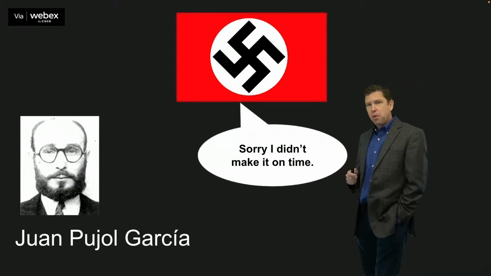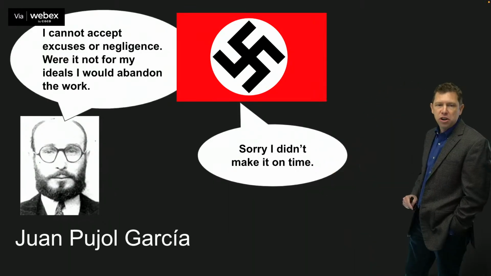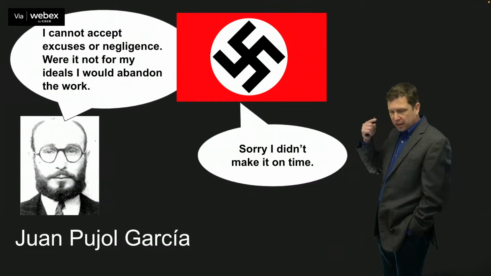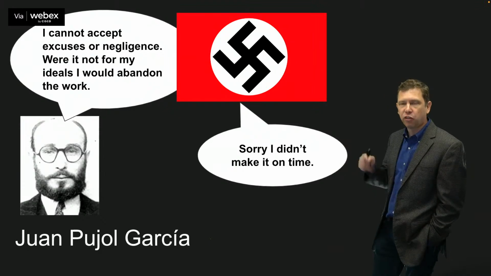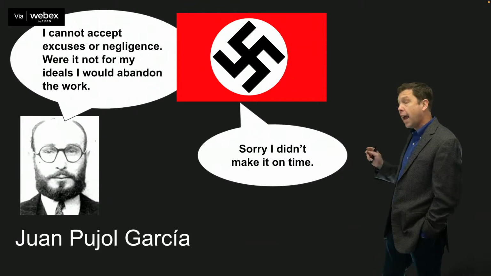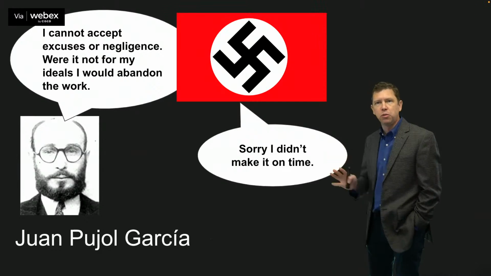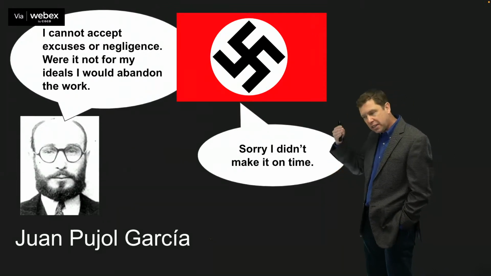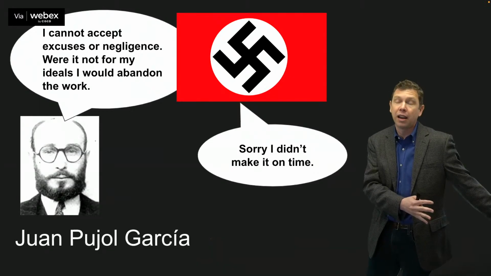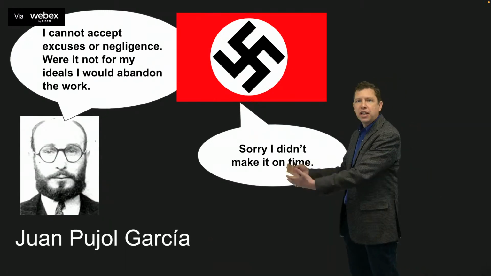Garbo replied with this, which I thought was brilliant. He said, I cannot accept excuses or negligence. Were it not for my ideals, I would abandon the work. So he's chastising the Nazis for not showing up to receive the misinformation that he was trying to send to them. It actually worked out great for the Allies because they were able to include lots more information since it was delayed, and in the Nazis' mind, it was like this was all the information we would have gotten if we had showed up at 3 o'clock. But it wasn't. There was lots more information that they were able to send because it was no longer actionable for the Nazis.